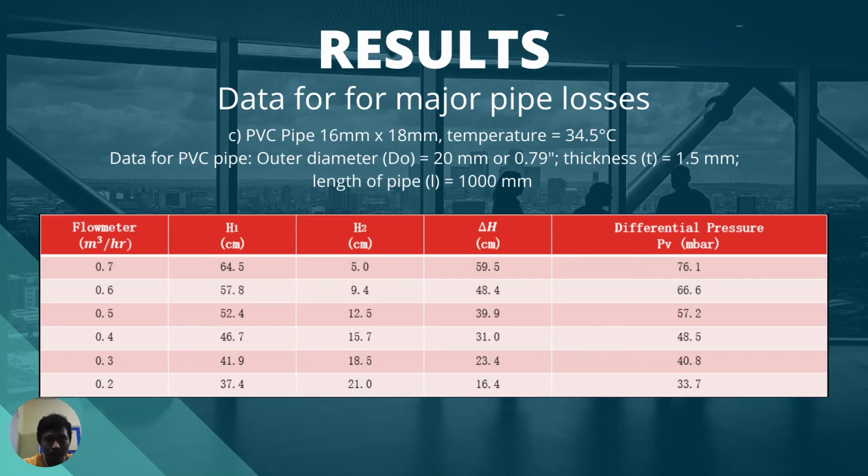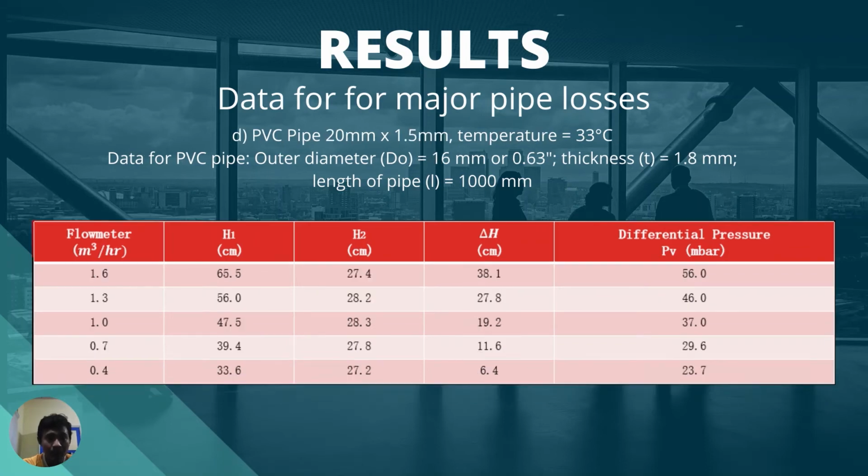Next, for PVC pipe 60 mm times 18 mm, the temperature is 34.5 Celsius, the outer diameter is 20 mm, the thickness is 1.5 mm, and the length of pipe is 1000 mm. It shows the value of delta H of PVC pipe 60 mm times 18 mm.